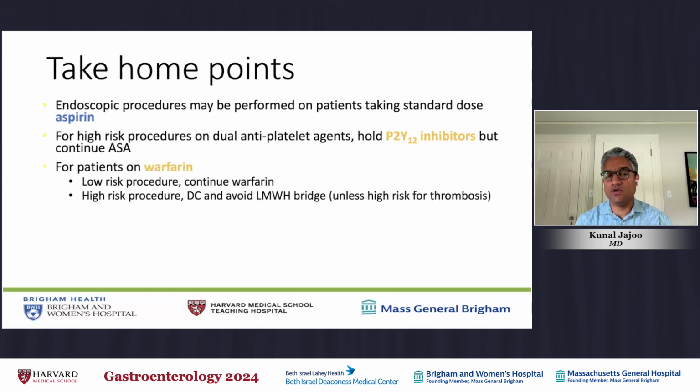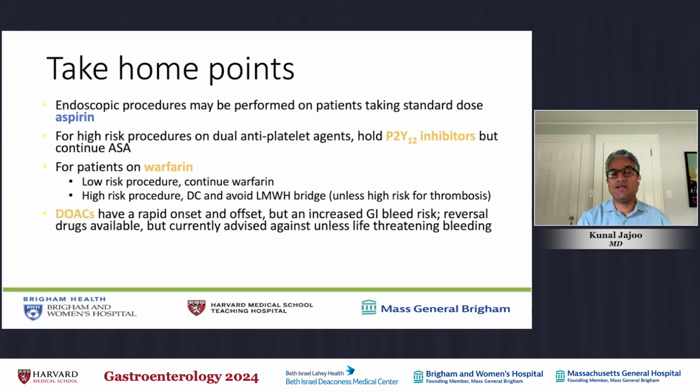For patients on warfarin, if they are undergoing a low-risk procedure and their INR is in range, you can continue the warfarin. For a high-risk procedure, you want to hold the warfarin and avoid a low molecular weight heparin bridge unless they're at a very high risk for thrombosis.